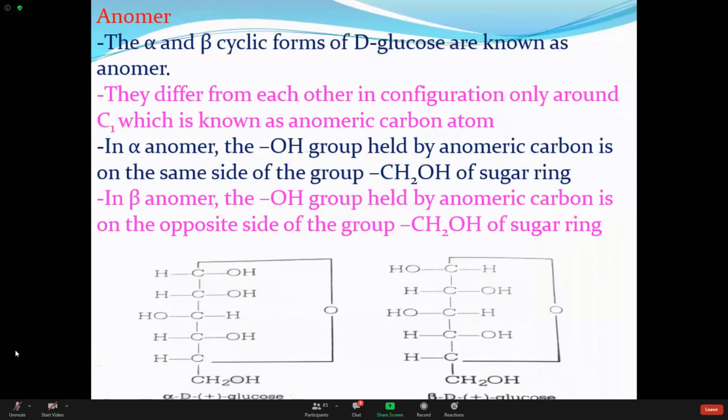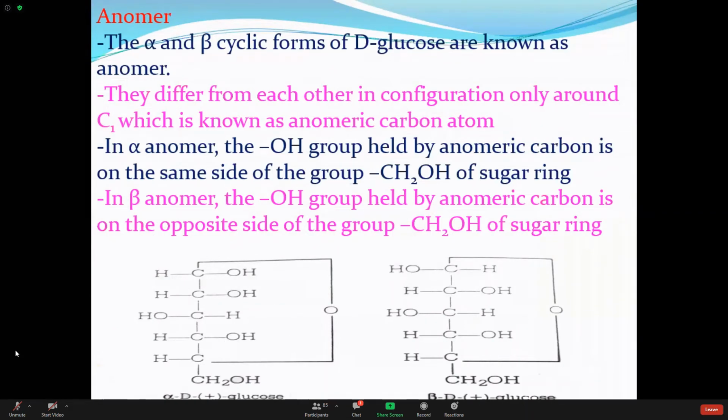Now comes another variety of isomer. It is called anomer. Anomer has two varieties, alpha and beta cyclic form. So have a look at the picture. This is alpha glucose and this is beta glucose.